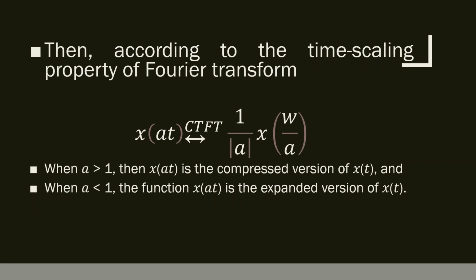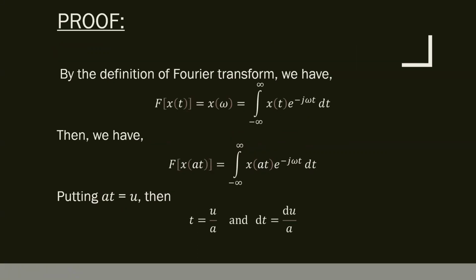According to the time scaling property of Fourier transform, x of alpha t, when it undergoes continuous Fourier transform, gives 1 by mod alpha times X of omega by alpha. Let us take a minute to prove this.